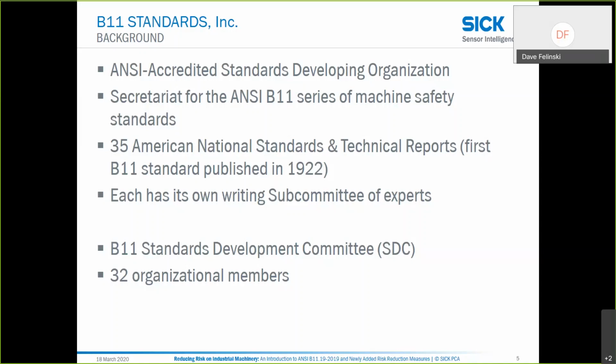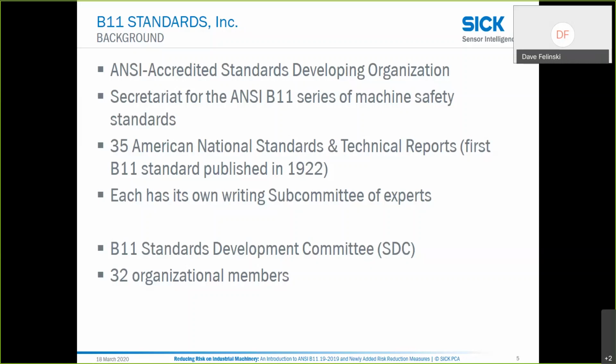The B11 Standards Development Committee is the body that essentially decides the strategic direction. They consider the development of brand new standards or new areas to standardize within our scope. And they also coordinate and strategize on how to deal with or harmonize with the ISO and IEC standard portfolio that deals with similar subject matter.